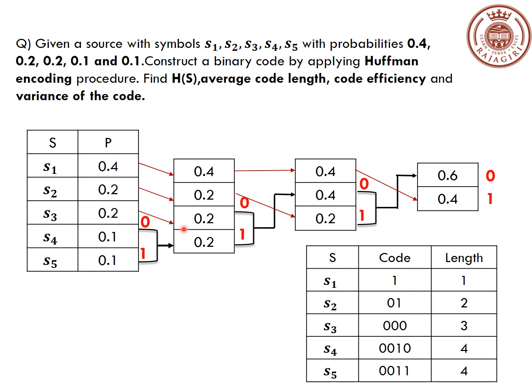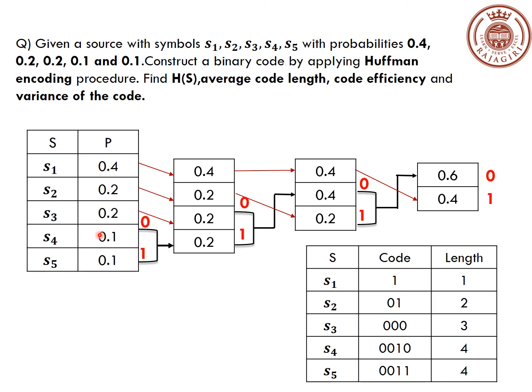Next is S3, with a probability of 0.2. If I map that, the 0.2 has come here, so I have to reach till here. Now map the path. Again, it's going to be the 0.6. So if I take it 0, 0, 0, then S3 is 0, 0, 0.